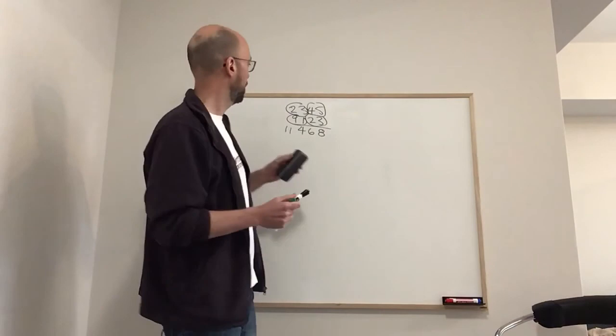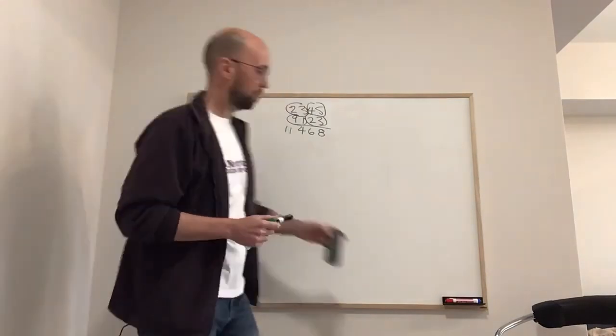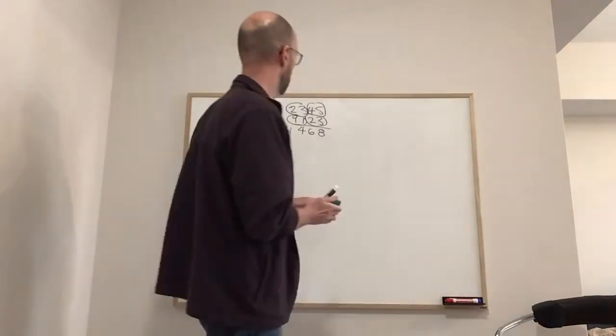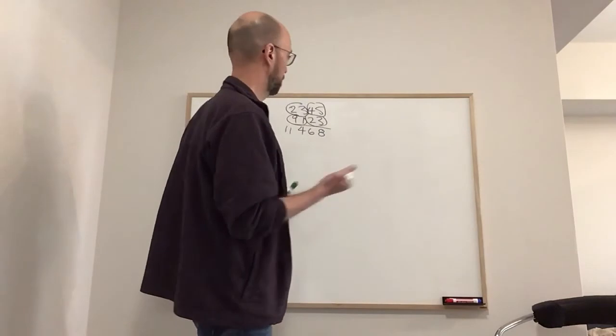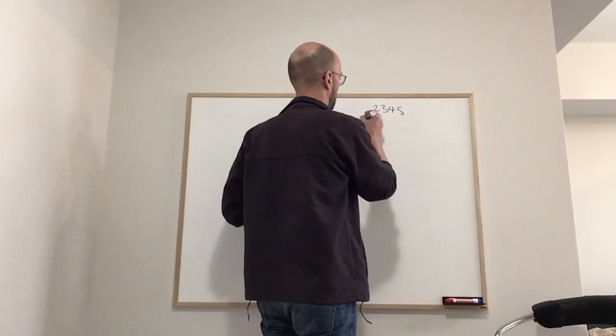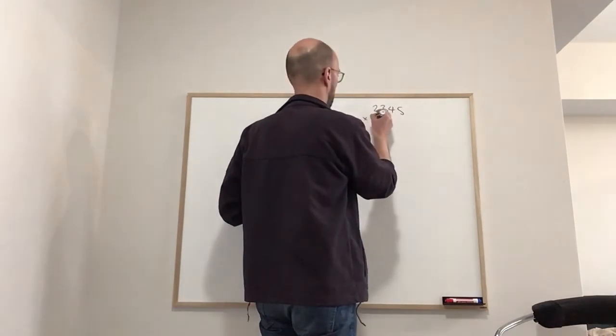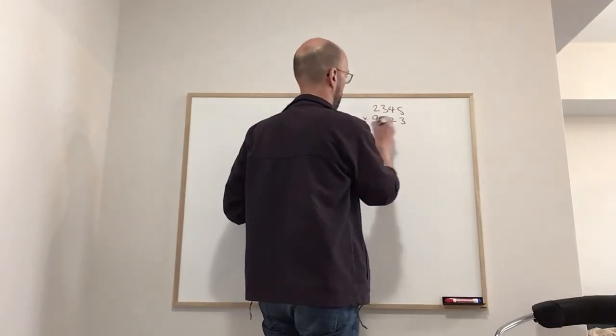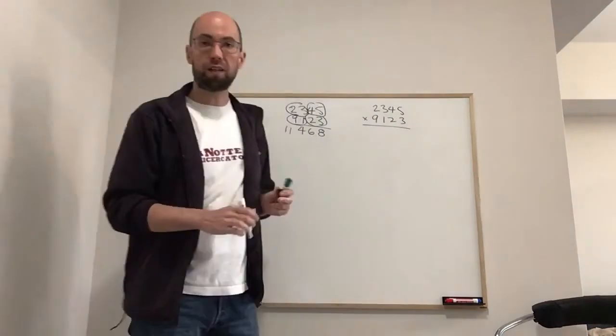We're starting to get things faster. So let's do a multiplication. 2345 times 9123. Okay, so how do we do this?